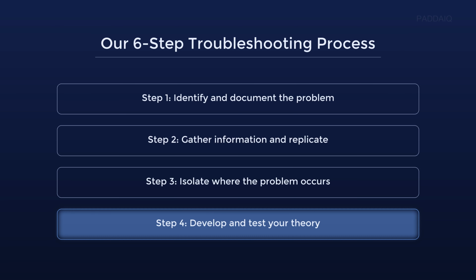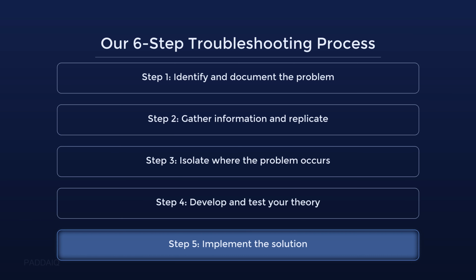Step 4. Develop and test your theory. This means creating a logical explanation for the issue and verifying it. For example, if a service is unresponsive, your theory might be a network timeout, so you test by checking connection logs. Confirming your theory guides you directly to the solution.